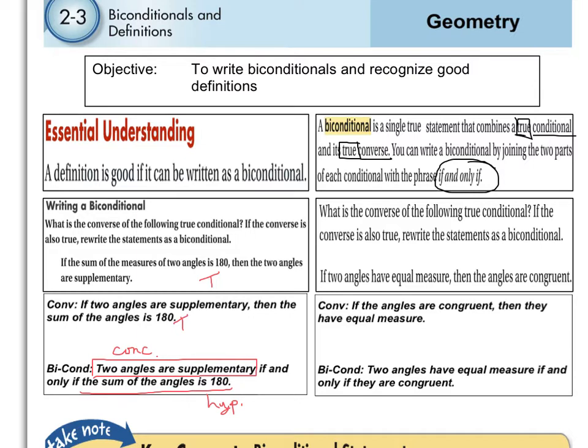That's true. So now, because they're both true, the converse is true, the conditional statement is true, I can write these as a biconditional. And the biconditional that we've written is, two angles have equal measure if and only if they are congruent. Now, on this one, you'll notice that this first part is the hypothesis, and the second part is the conclusion. And that's okay. It doesn't really matter either way because both statements are true. Most of the time, you're going to put hypothesis first, conclusion second.